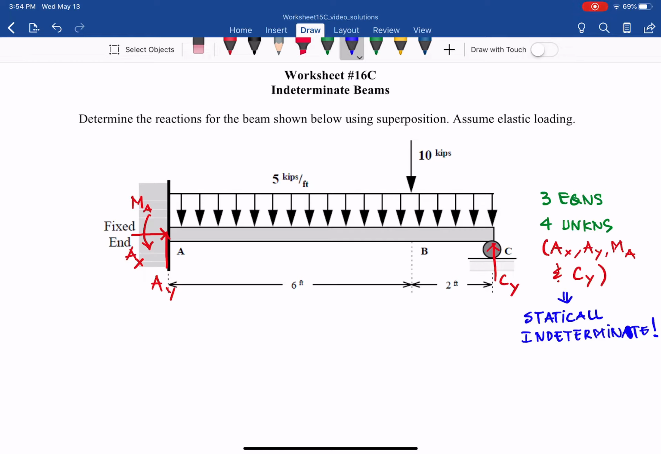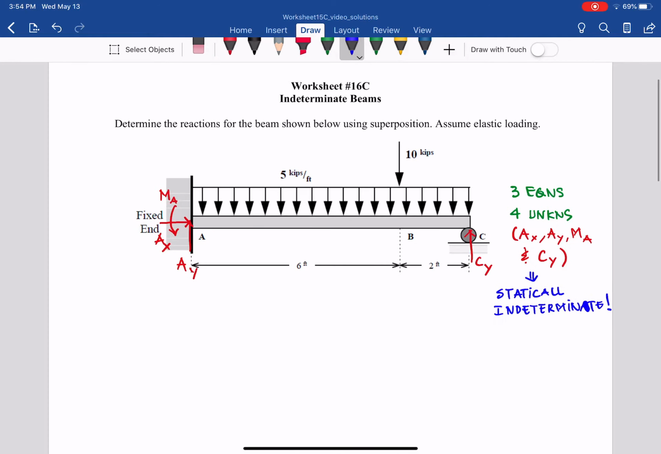If I remove and know one of the reactions without using the 3 equilibrium equations, then with the 3 equilibrium equations we will be able to find all 4 unknowns. So the bottom line is, if we can find one. So let me make that equivalent here. What do we have in this scenario?